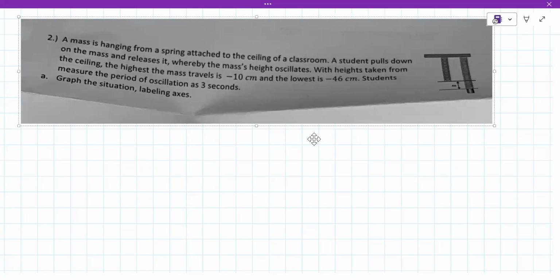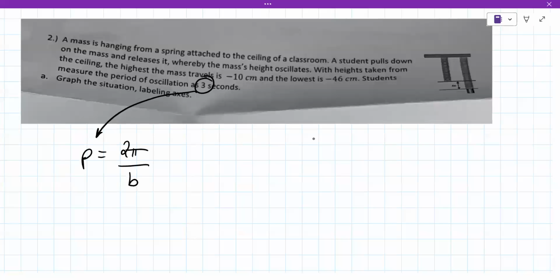It might be good to use the information to go backwards and figure out the equation. It's kind of like on the previous side, you have one problem going forward, the other is going backwards. The period's a good place to start. The period is 2 pi over b. They're telling you the period is 3, and you have to solve for b.